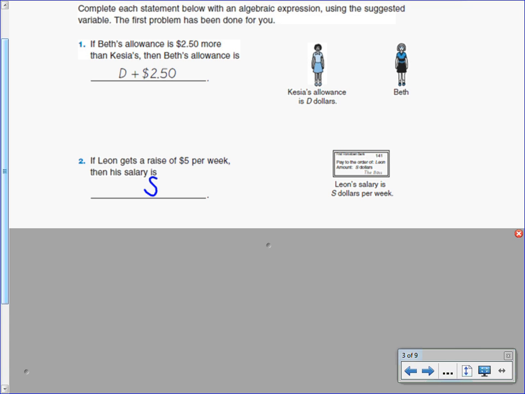Are we done? Okay. Lincoln, what do you think? S plus $5. Do we even know what the salary originally was? No, but does it matter? No. Maybe they'll say the very first week he started out, he only got $10 that first week. But how much did he make the next week he worked? 15, because you added 5 onto it.